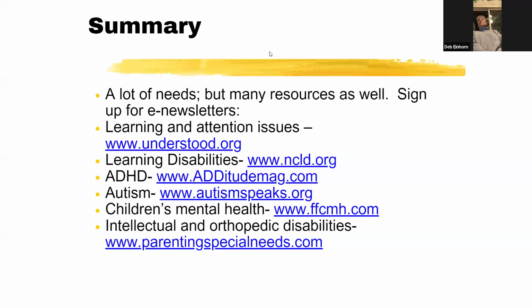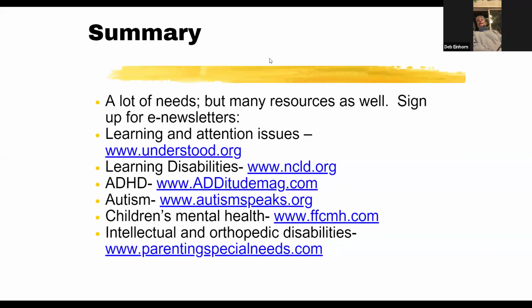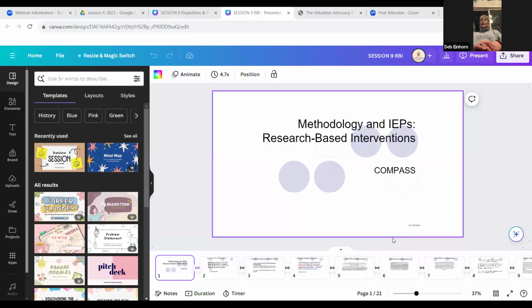So what we've talked about today with these disabilities are a lot of different needs, but there are a lot of resources out there. And that was a list of some websites you can go to. And the materials that are in your Google Drive for tonight have a lot of resources for accommodations and modifications. I really encourage you to read your materials and look at those, and to save them and keep them for later reference.